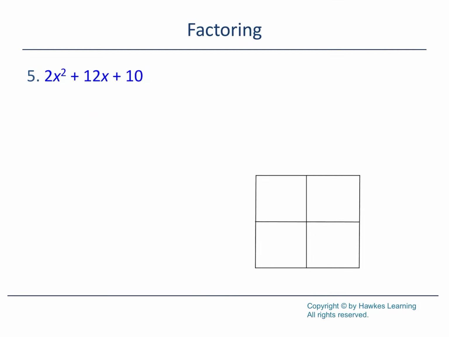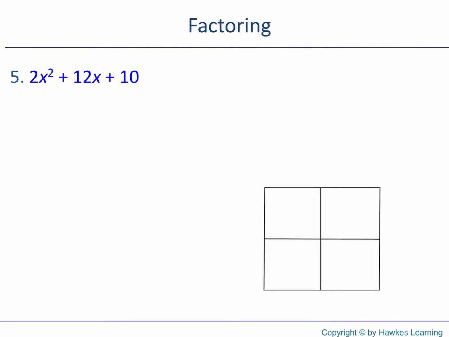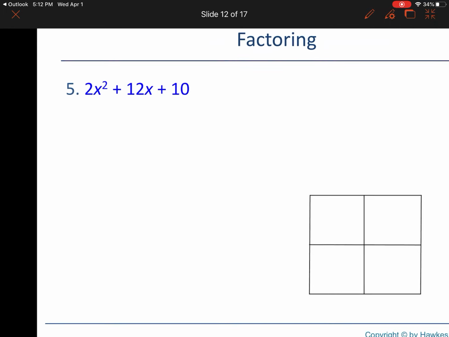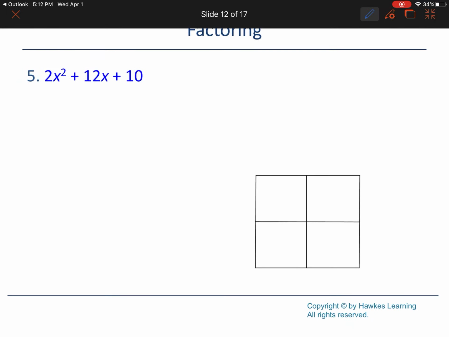Okay, let's try another one. So this time, I want you just to pause it and see if you can look for the greatest common factor and factor that out. Okay. Hopefully you found that there is a greatest common factor of 2. So this becomes 2, and then we have to factor it out. So we have x squared plus 6x plus 5.